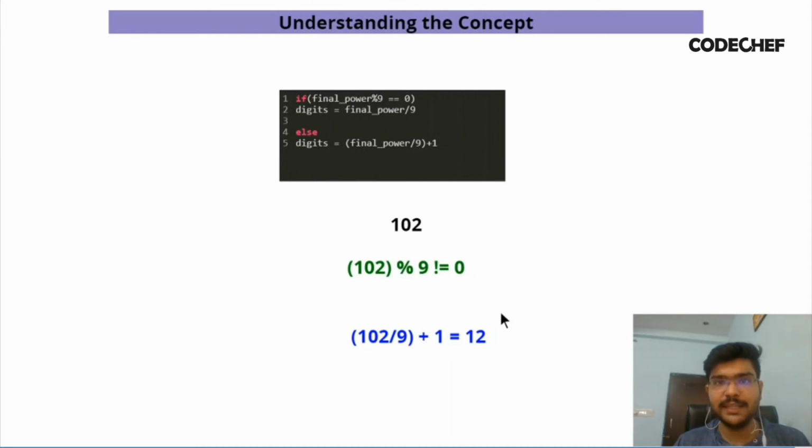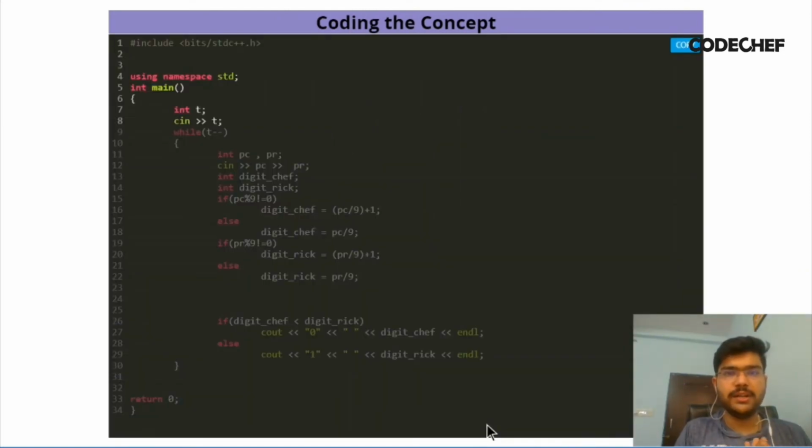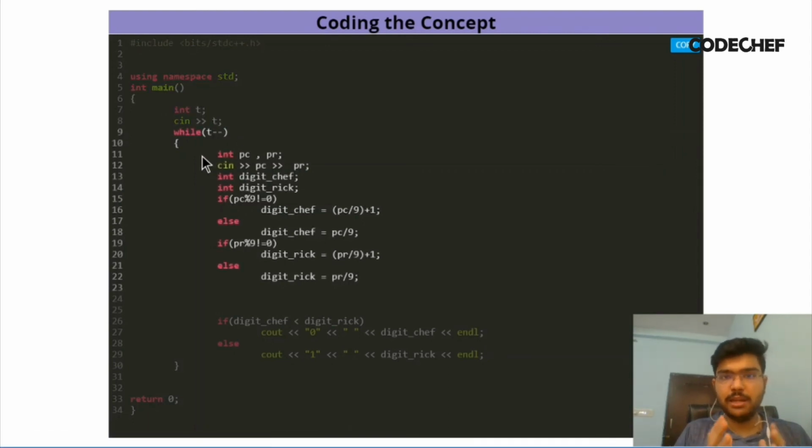Let's quickly see how we can implement this whole concept in C++ code. So now let's see the coding of this question in C++. First I am using the include library bits/stdc++.h, and in the main function I'll input the test cases. Now, what is the main logic? For each test case, I get two integers, PC and PR, the final power for Chef and the final power for Rick respectively.